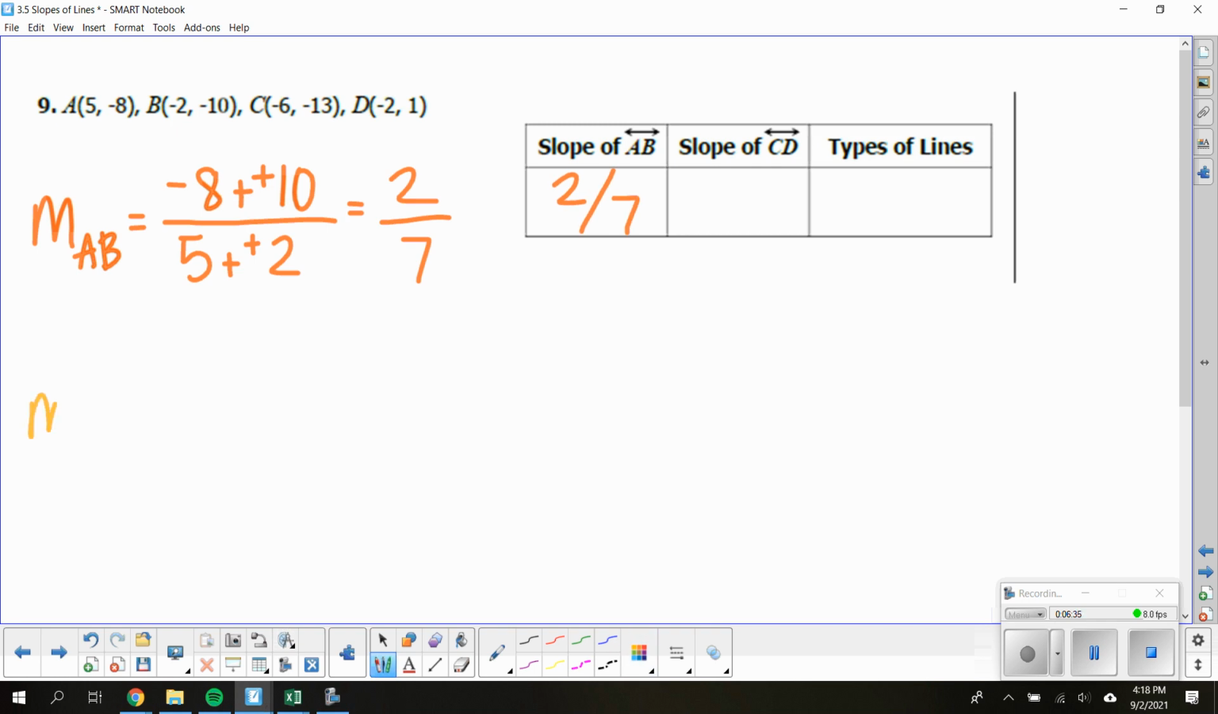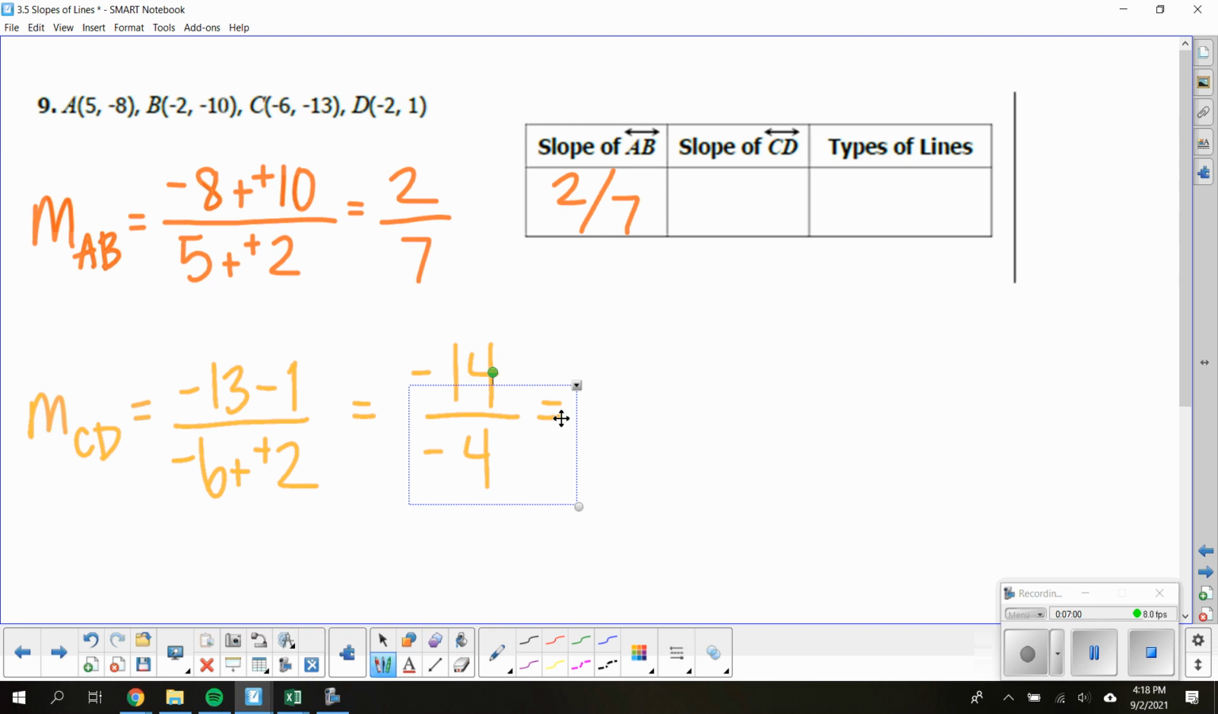Okay, CB. Starting with C, my y is negative 13, minus my y from D, which is 1. Starting with C again, my x is negative 6, minus my x from D is negative 2. So negative 13 minus 1 is negative 14, and negative 6 plus positive 2 is negative 4. Negative divided by negative is positive, and 14 and 4 both share 2. So if I divide them both by 2, we get 7 over 2.